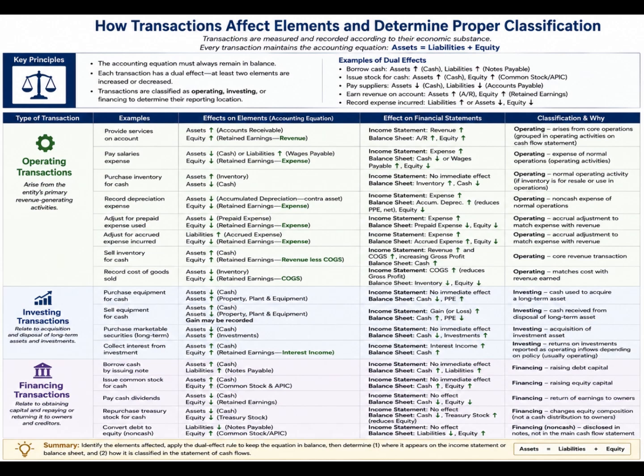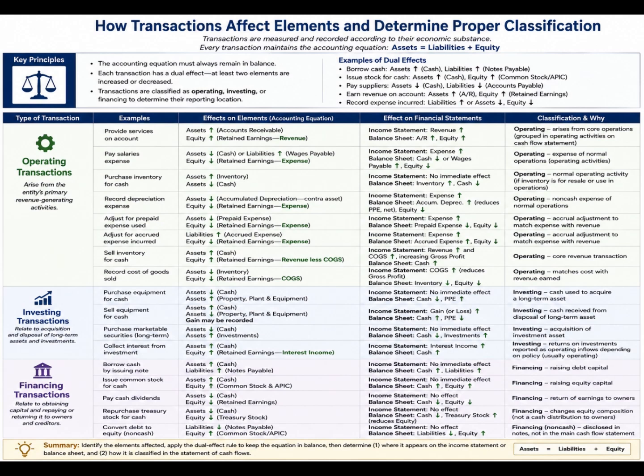Financing and investing transactions affect classification across statements. Purchasing equipment decreases cash, investing activity, and increases PPE, non-current asset. Issuing debt increases cash and liabilities, financing activity.